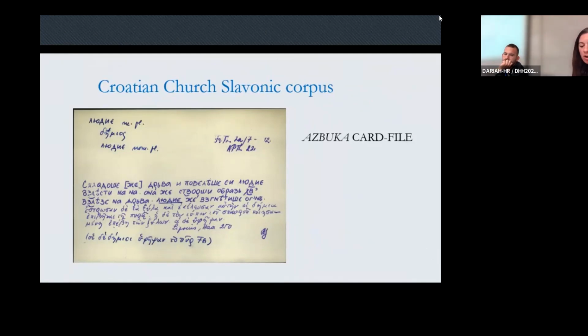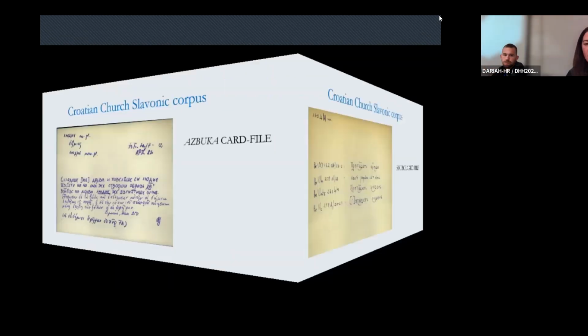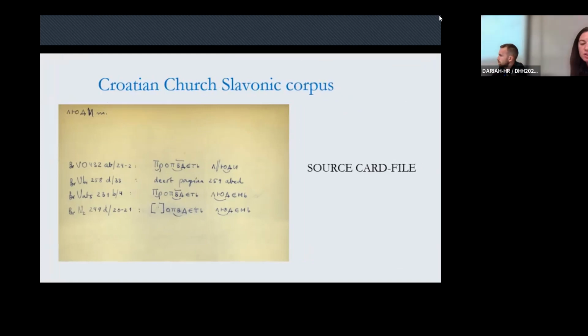We will next briefly describe the corpus of the dictionary and the structure of the dictionary entry. The Croatian Church Slavonic corpus was excerpted from 66 glagolitic sources. It is a handwritten paper card file corpus. There are 2 main card files. One is the so-called Azbuka card file. You can see one example on the slide, based on the Azbuka sequence of lemmas. And the second is the so-called source card file. It contains information on variations of the given token in other glagolitic sources.